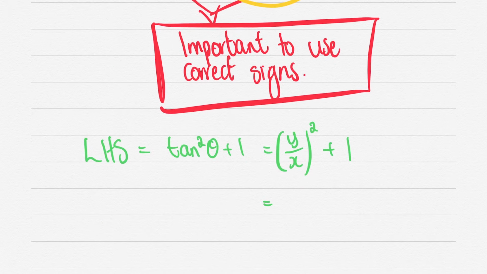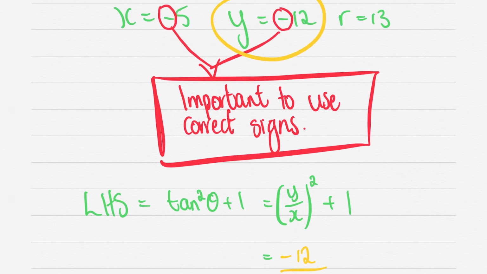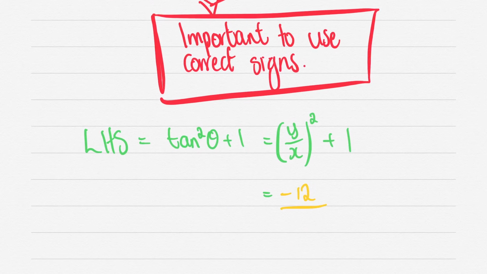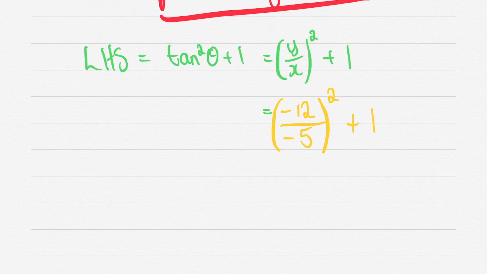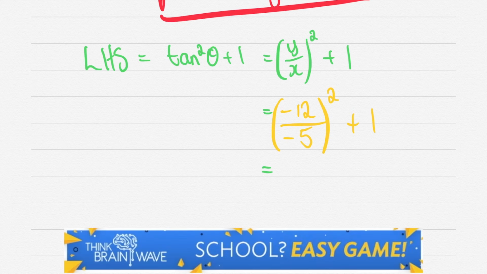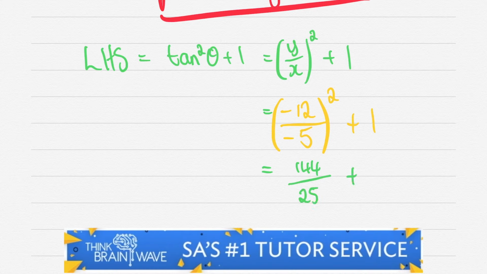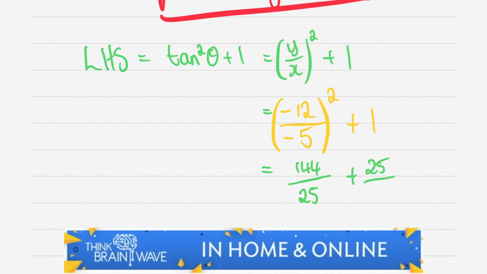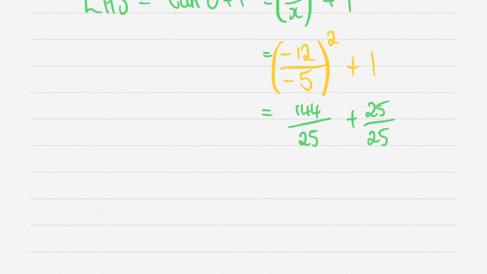Okay, tan squared is tan your exterior, which means you've got y over x, which is minus 12 over minus 5, open and close your brackets, put your squared sign, and then add 1. So minus 12 over minus 5, that is 12 over 5, and then you square it, because the negative signs cancel each other out. Because a minus divided by a minus is a plus, and a minus times a minus is a plus. So you've got 144 over 25 plus 25 over 25. What does that give us? That gives us 169 over 25.